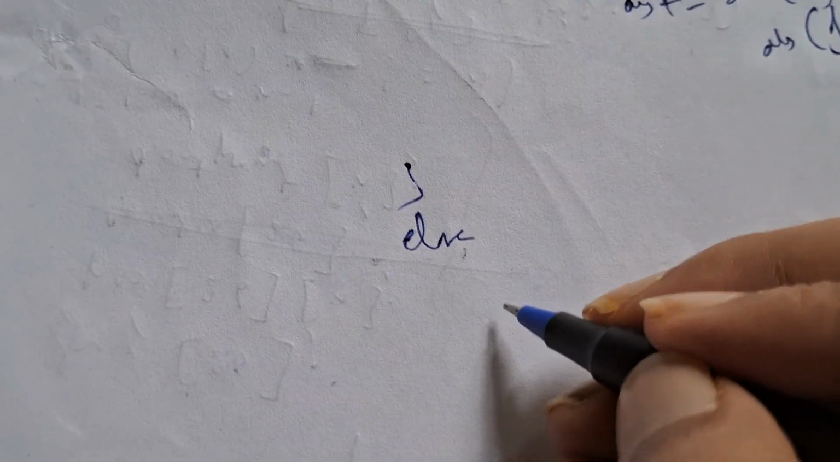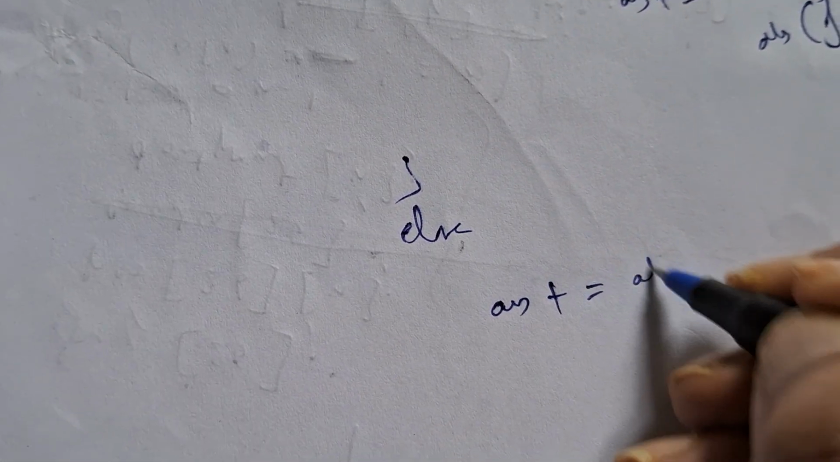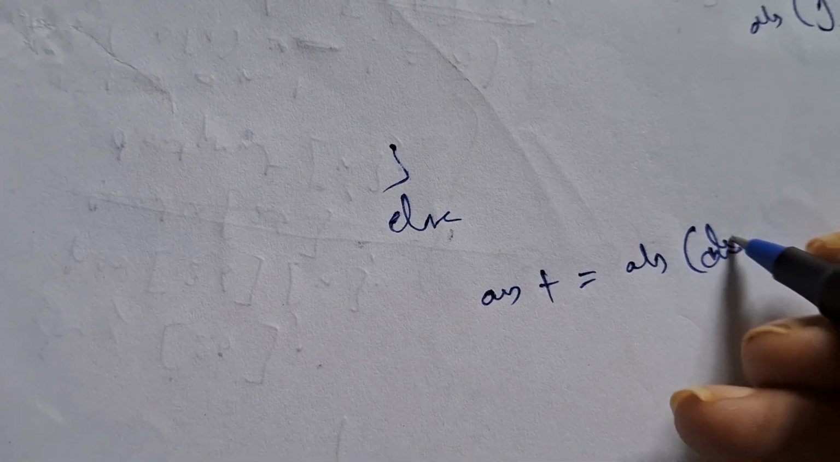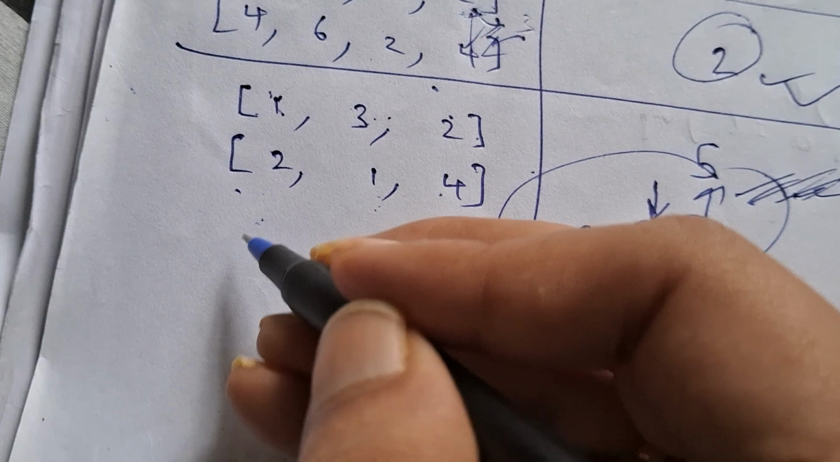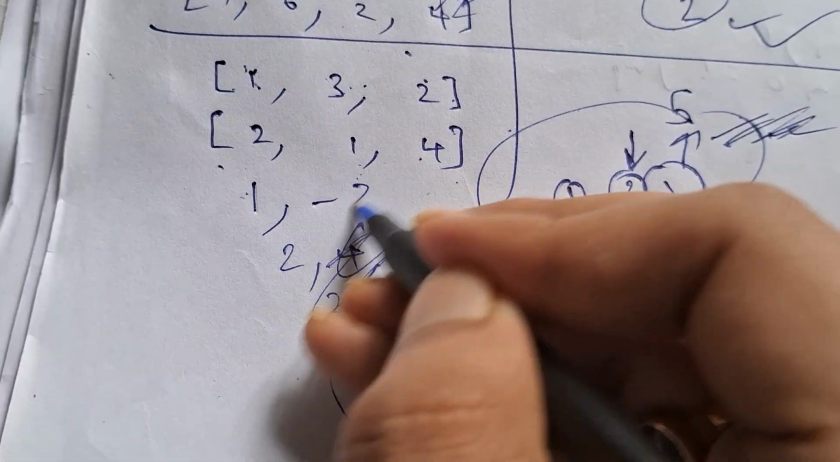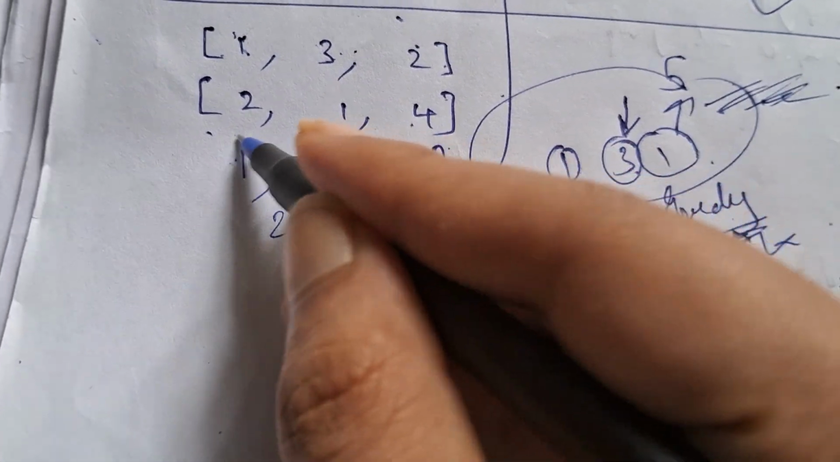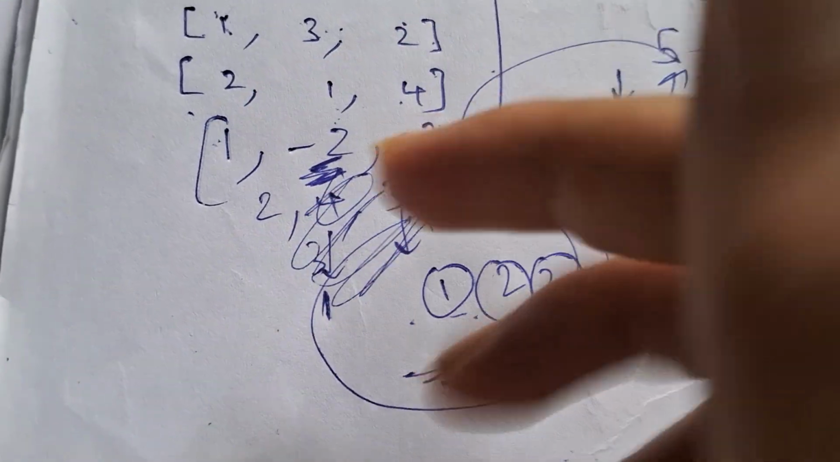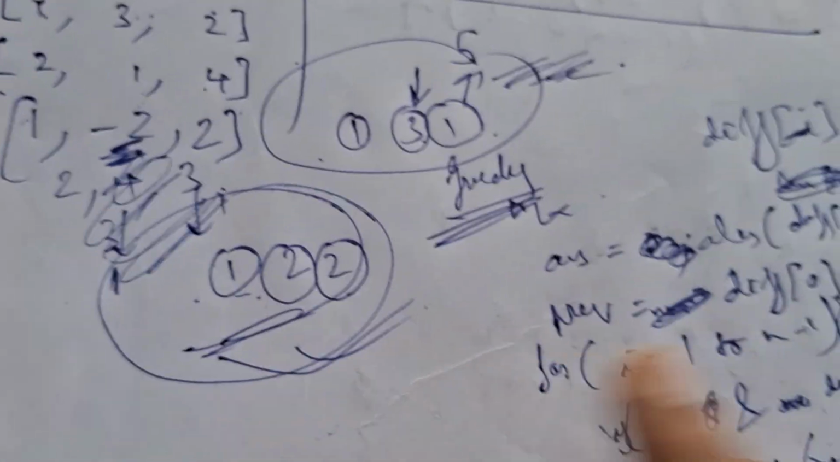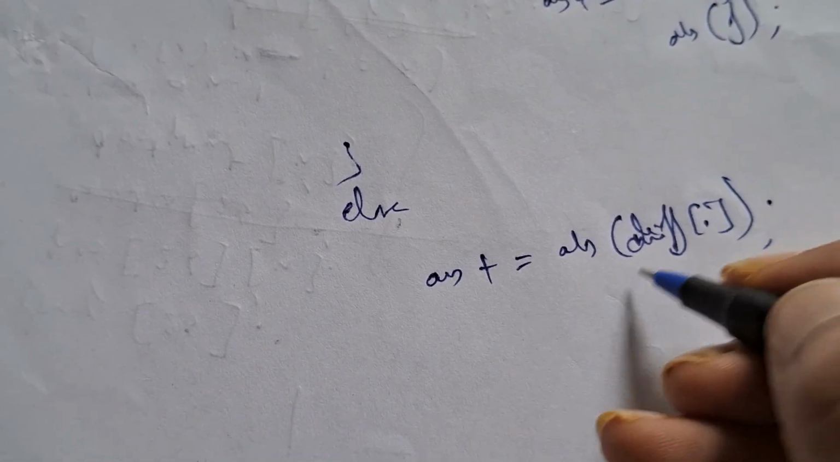Else, what you have to do is answer plus is equal to absolute of difference of I. Why is it so? Because if the sign conventions are different, like over here, initially what is the difference array? It would look like 1, -2 and 2, right? Once we find that the sign convention has changed from the previous element, then we have to stop the subarray over here and start again from here. So how we were starting, it was absolute of difference of 0. So it is going to be answer plus is absolute difference of I.